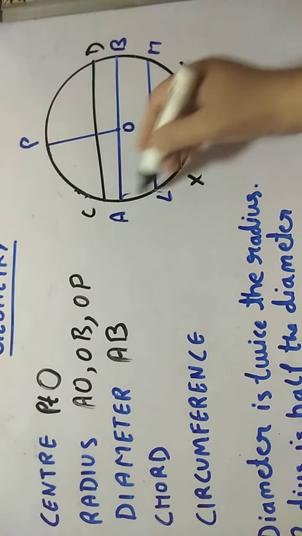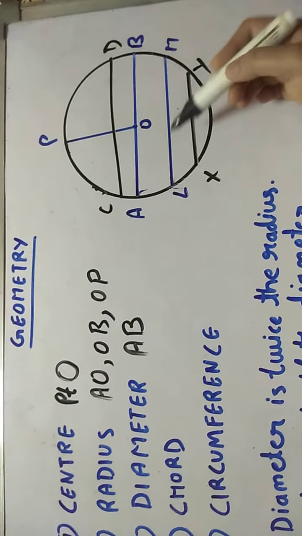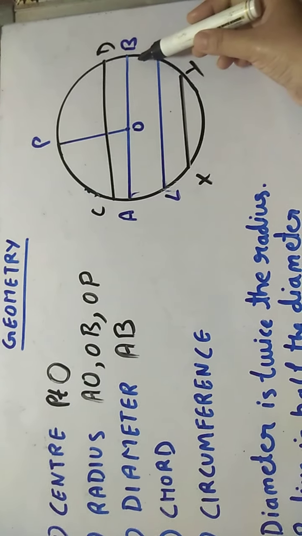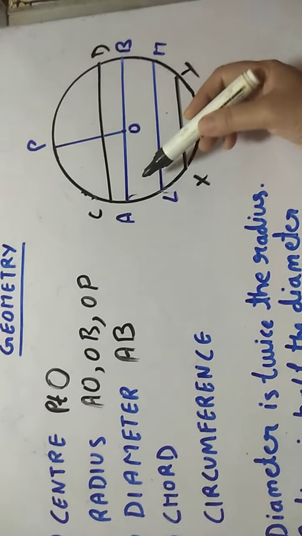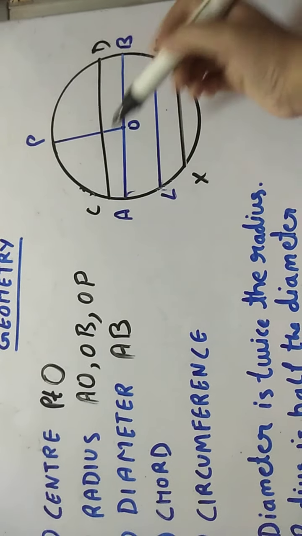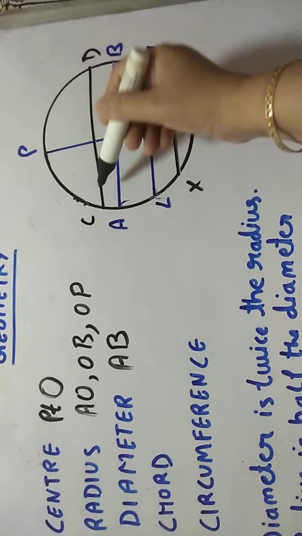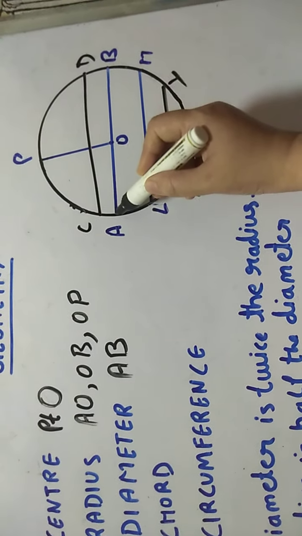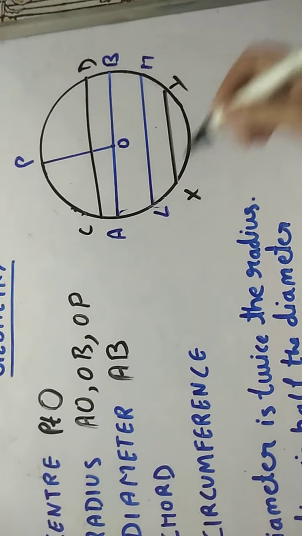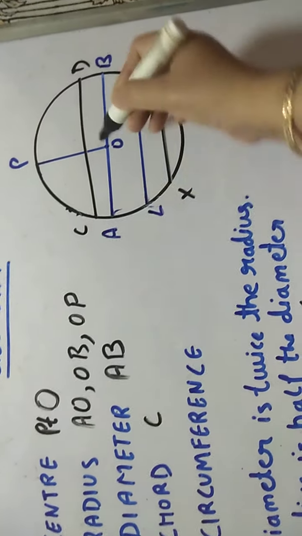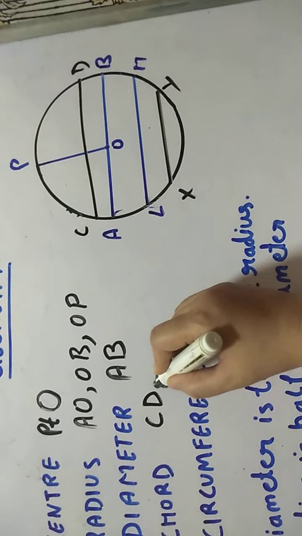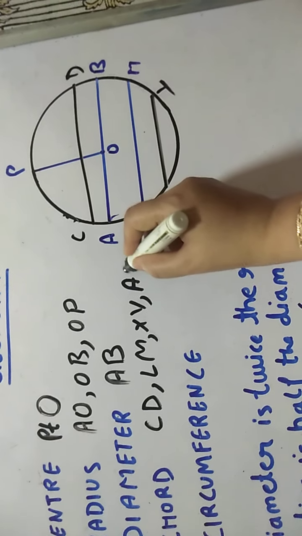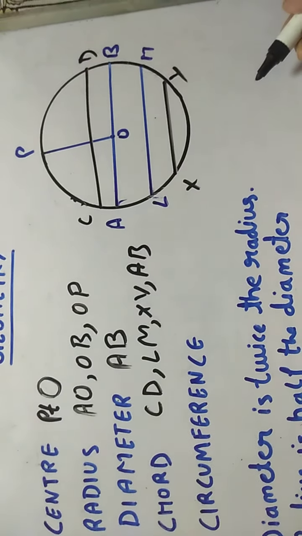Now can you observe here something very special, children? AB is also a chord, and it is the longest chord. Suppose after CD I make one more chord here, then one more like this. The longest chord will be AB. Fine. So chords are here CD. You can write LM, XY, and we can also write AB. AB is also a chord.